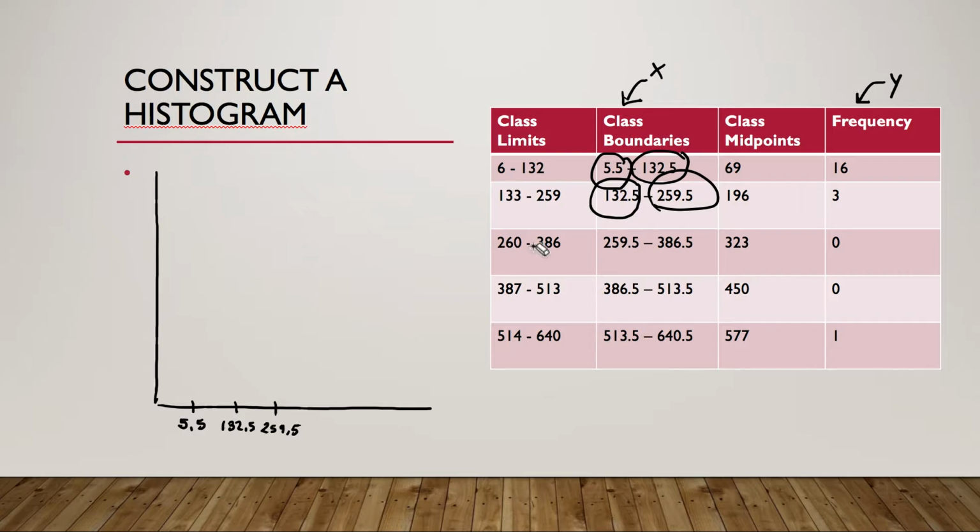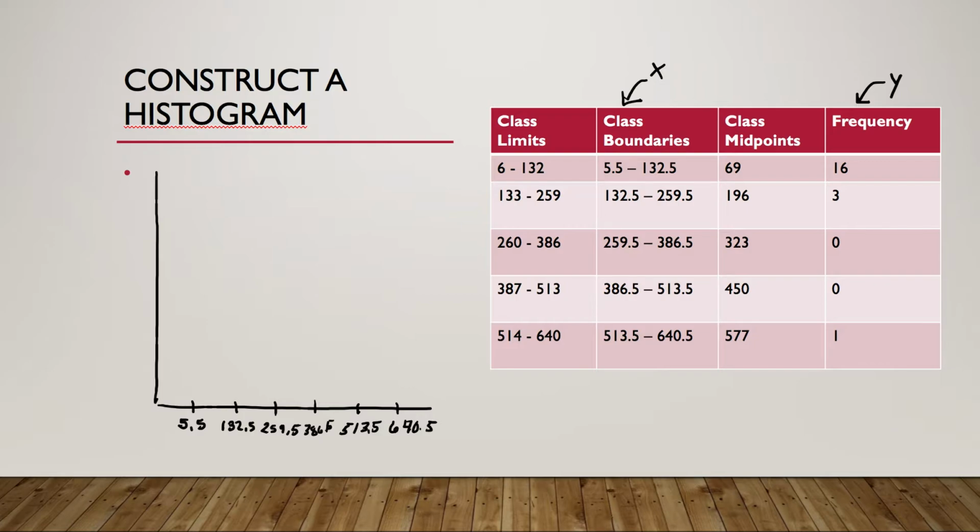And then I'm going to continue until I have all of my boundaries marked off. So there will be 3 more. So we'll have 386.5. We'll have 513.5. And we'll have 640.5.